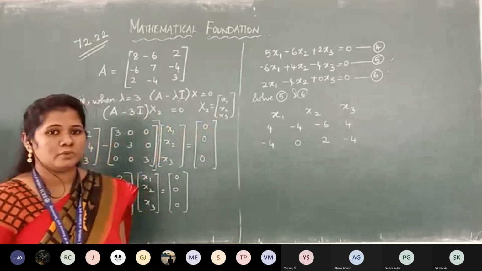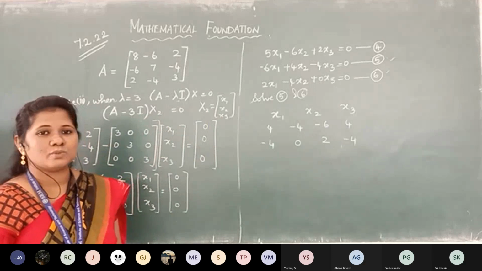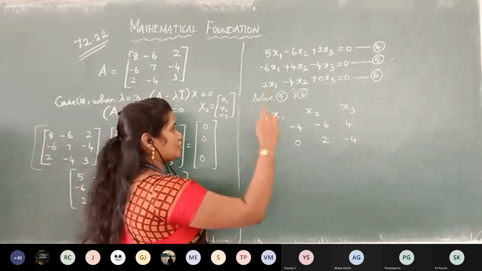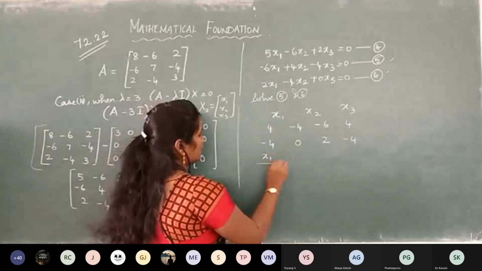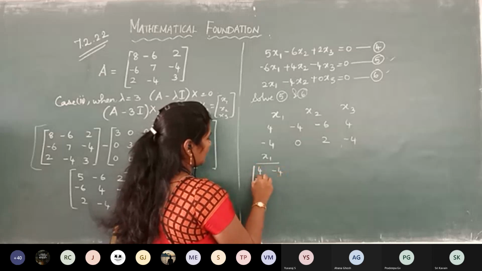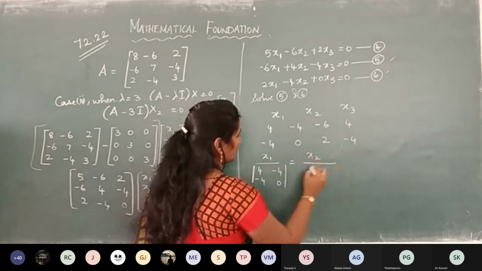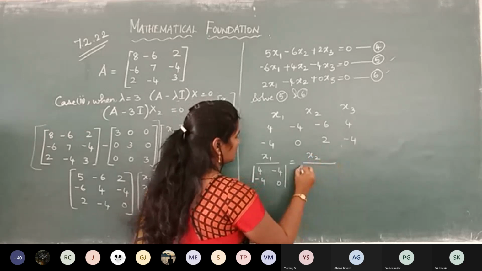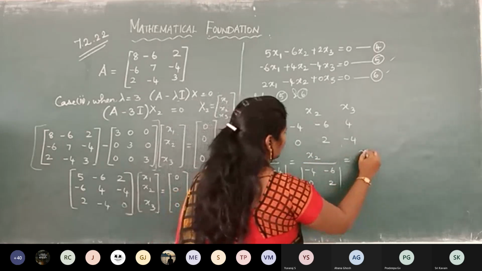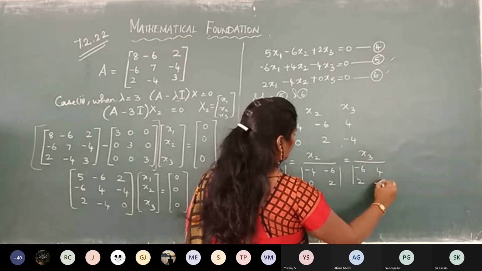You can take any two equations. I have taken the fifth and sixth equation because there is one 0 coefficient for x3. Take any two equations; you can take your first two equations also. Your x1 by 4, minus 4, minus 4 and 0 is equal to x2 by minus 4, 0, minus 6, 2, and x3 by minus 6, 4, 2 and minus 4.